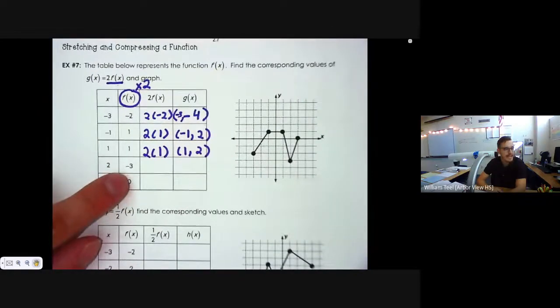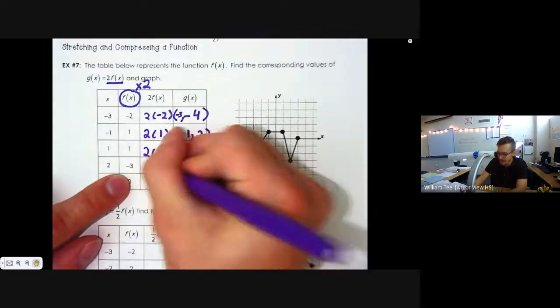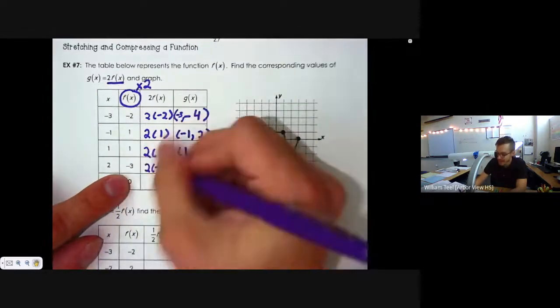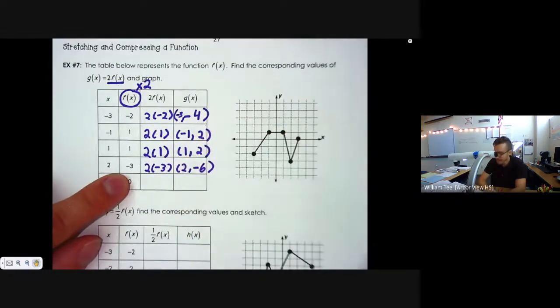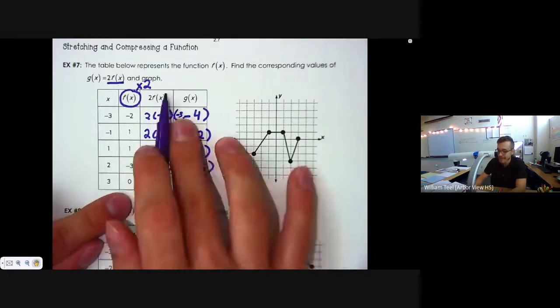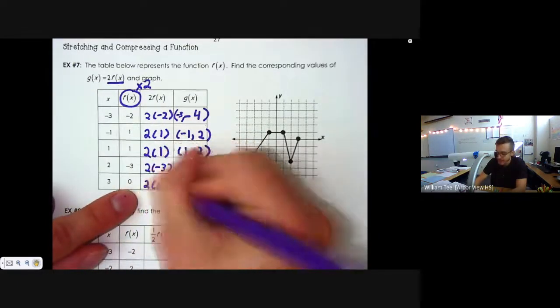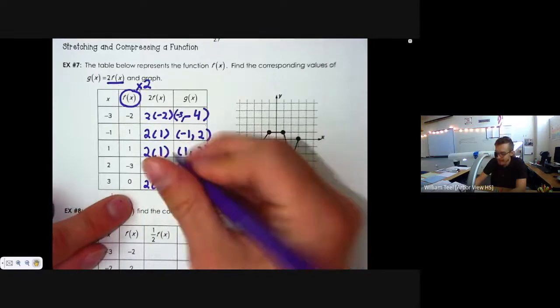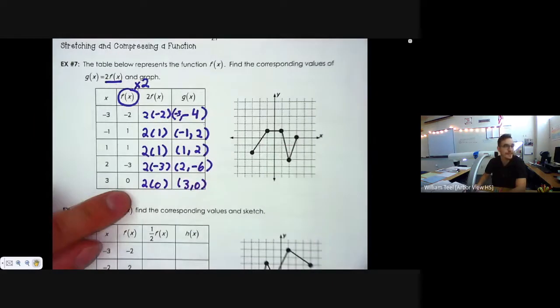F of x is equal to negative 3. So what I'm doing here is I'm saying 2 times f of x, or 2 times negative 3. My new point is going to become 2, comma, negative 6. Last but not least, my x coordinate is 3, my y coordinate is 0. I'm saying 2 times f of x, so my new y coordinate is going to be 2 times 0. And I'm going to have still a point of 3, 0, because 2 times 0 is still 0.